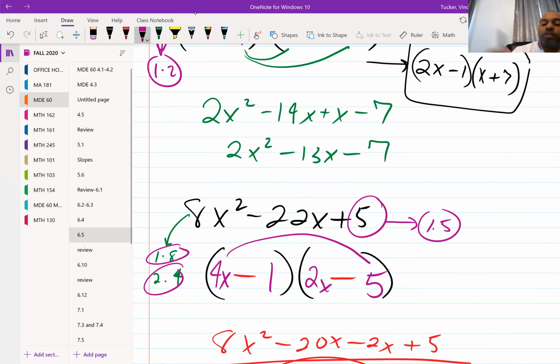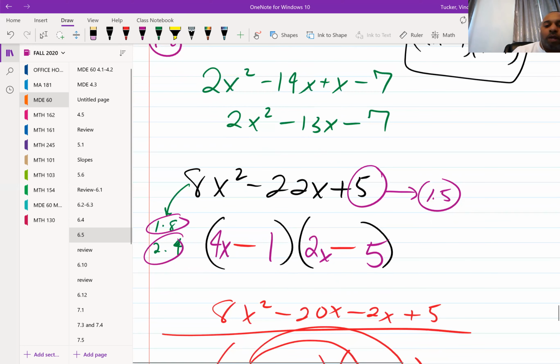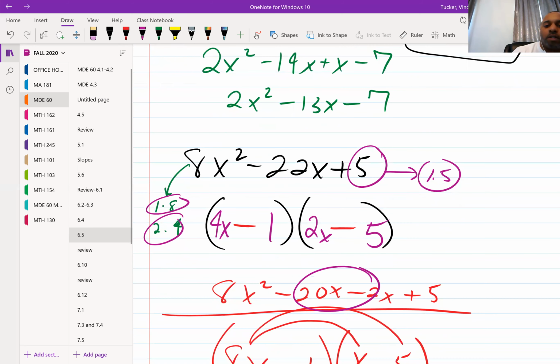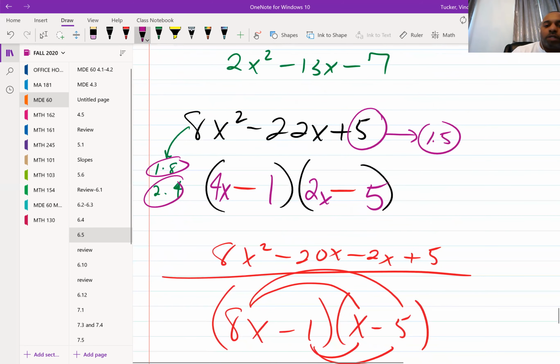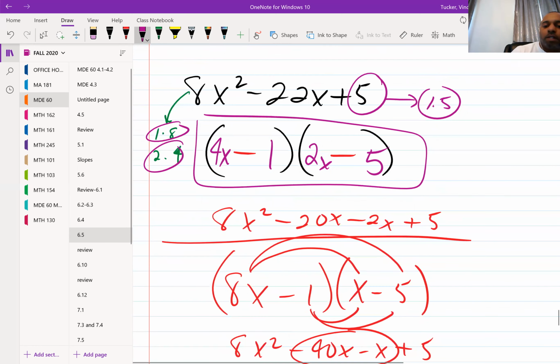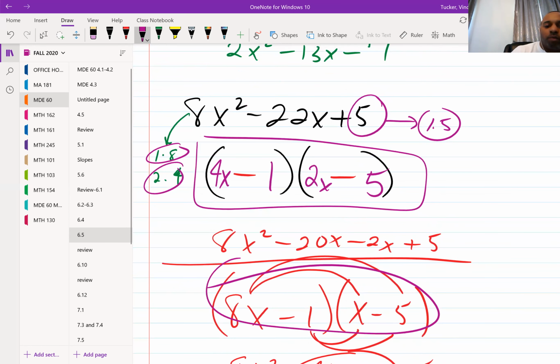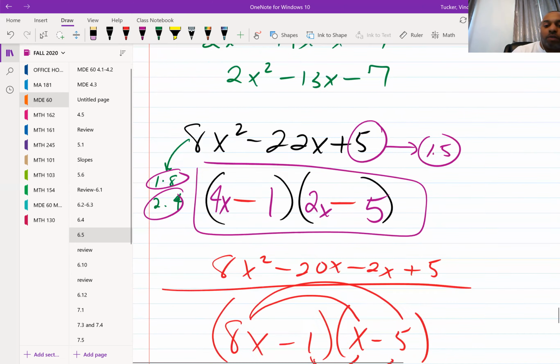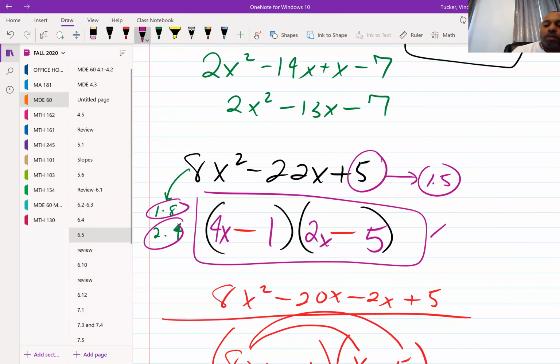Remember, we're trying to get to 22. So the quickest way or the easiest way to do 4 times 5 is 20. And then 1 times 2 is 2. And when we foil out, we see we get that right here, which is that 22 in the middle. So that's our factorization. Down here, somebody had just asked, well, would such and such work? And I was showing them why it didn't. So we don't need to go through that, but this is our answer right here.